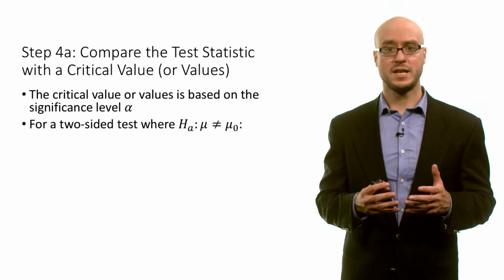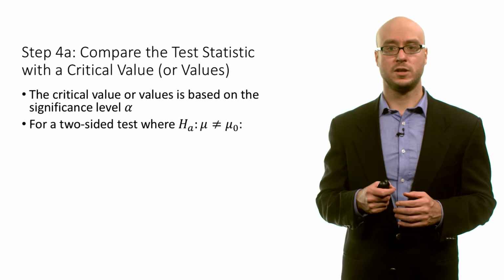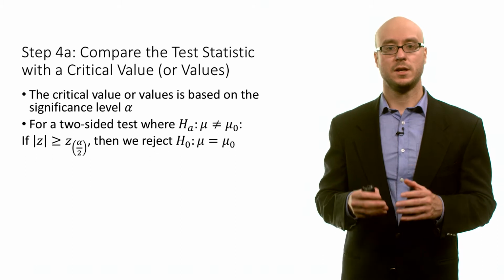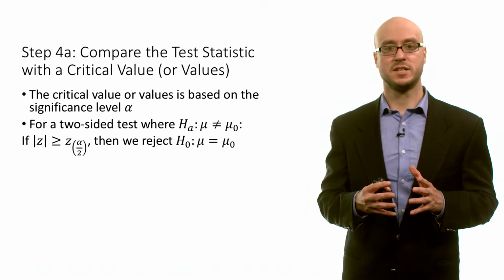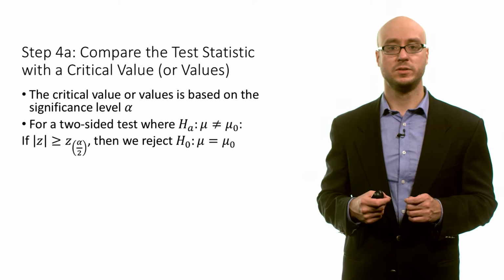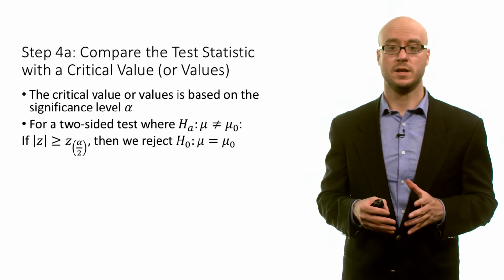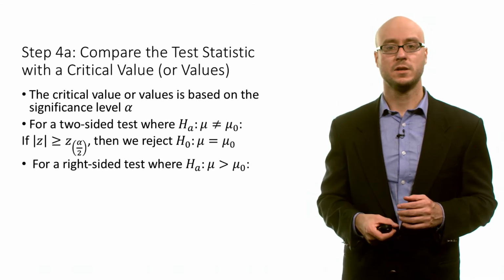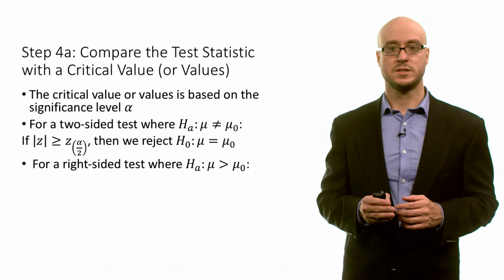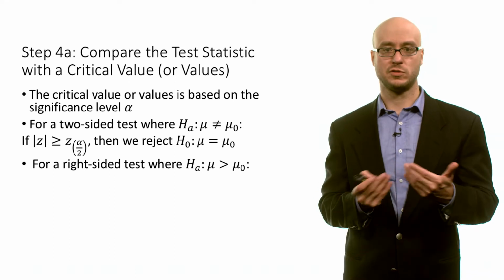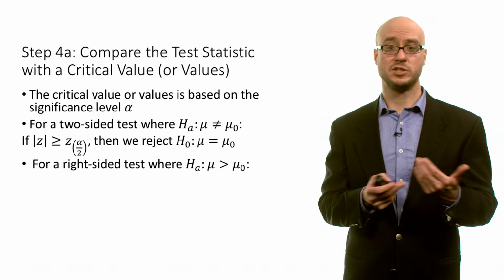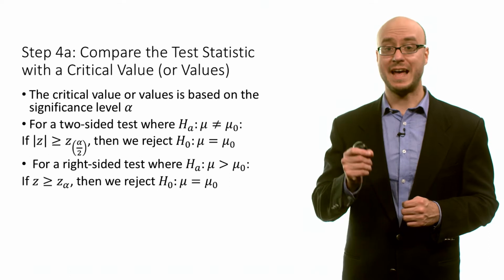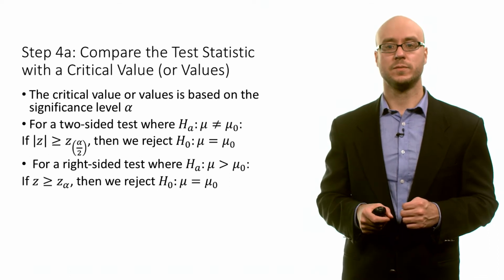For a two-sided z-test, where the alternative is that the population mean does not equal that claimed value, if the absolute value of our z-test statistic is greater than or equal to z alpha divided by 2, then we're going to reject the null that the population mean is equal to that claimed value. For a right-sided z-test, where the alternative is that the population mean is greater than the claimed value, if the z-test statistic is greater than or equal to z alpha, then we reject the null.